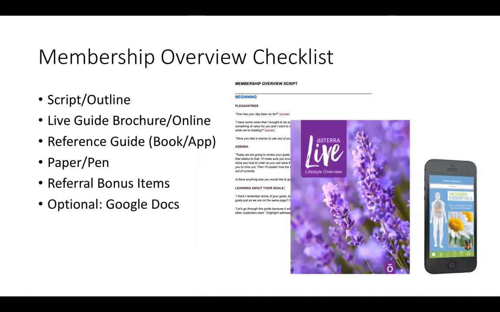A reference guide. I love the app because it just shows them how easy it is. They don't necessarily have to buy a book, but if somebody wants a physical book, then a reference guide, if you have a book, you can take one. Paper, pen, your referral bonus items. So if someone is giving you referrals, giving you names, then you want to have those items that you're offering them for when they give you referrals on hand if you're in person.